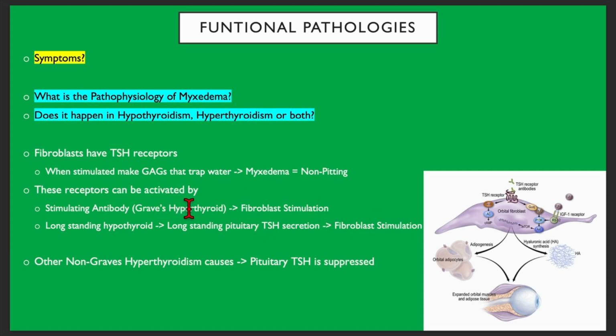So this is a hyperthyroid case and this is a hypothyroid case. So you can have myxedema in both hyperthyroidism and hypothyroidism. But in other hyperthyroidism, non-Graves, the pituitary TSH is suppressed, so you don't get the myxedema. So the only way you get myxedema in hyperthyroidism is by a stimulating antibody, so in Graves' disease.